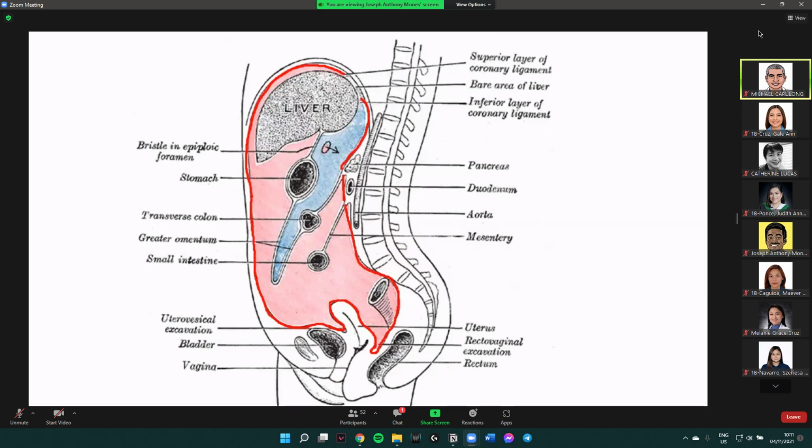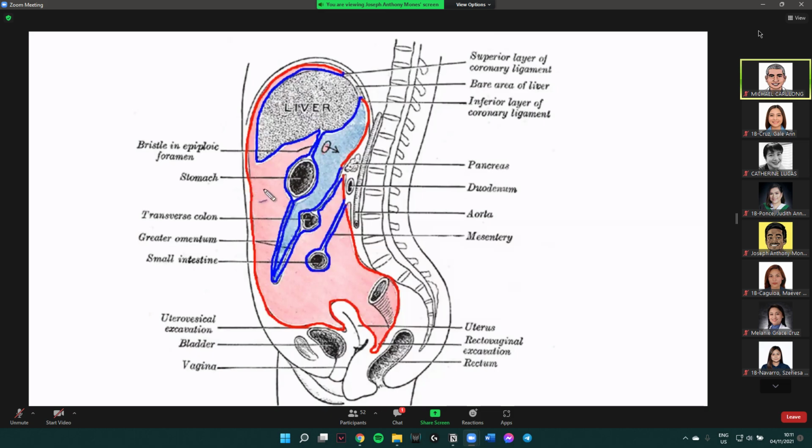And then where the peritoneum surrounds the viscera, so the organs within the cavity, it's called the visceral peritoneum. So I'm going to draw this on in blue. So now we've got the red parietal peritoneum and we've got the blue visceral peritoneum. So it's one continuous layer, but where it surrounds the organs, it's called the visceral peritoneum.